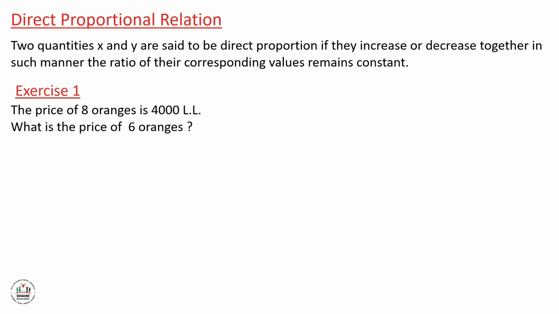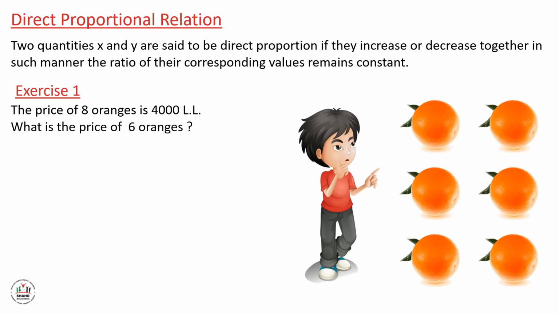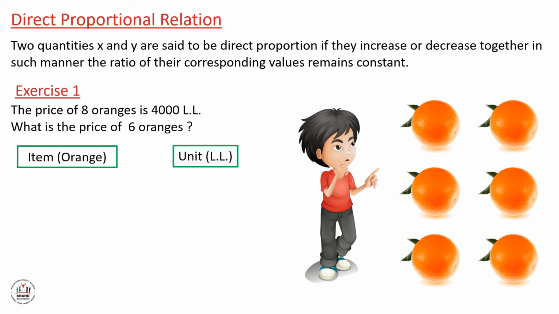If the price of 8 oranges is given as 4,000 Lebanese lira, what is the price of 6 oranges? So we want to calculate the price of 6 oranges. It's obvious that as the number of oranges increases, their price must increase. So here we have a direct proportion relation.